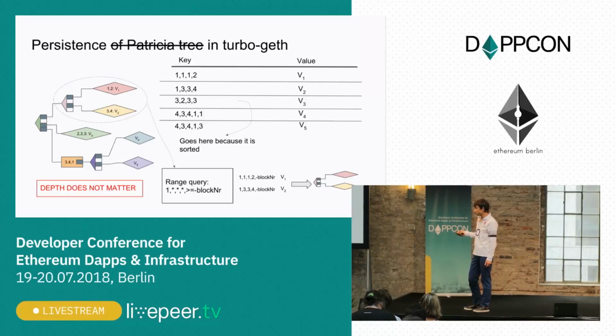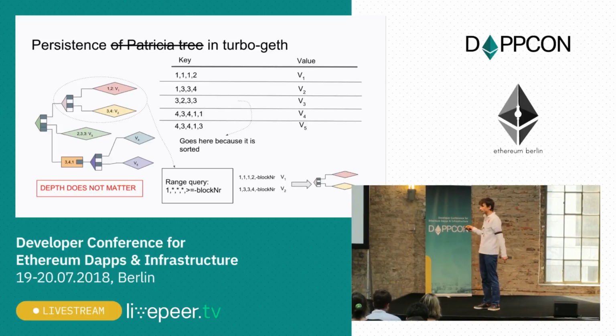But the most crucial bit here is the depth does not matter. In this model, it doesn't matter how deep the Patricia tree is. It does not affect the performance of the queries, because it doesn't matter whether these elements produce 64-bit deep subtrees, or it is one level deep.